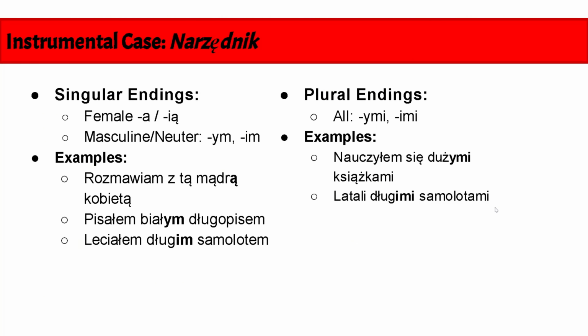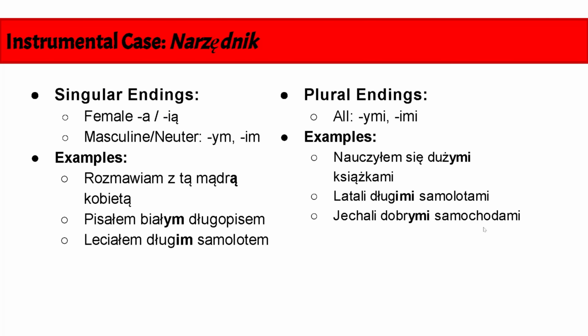Latali długimi samolotami. They flew long planes. It's the exact same thing as over here, and the same thing applies. Samolot is masculine, so we take the masculine plural ending and apply it to długi, and because every gender is the same, we get długimi right here.